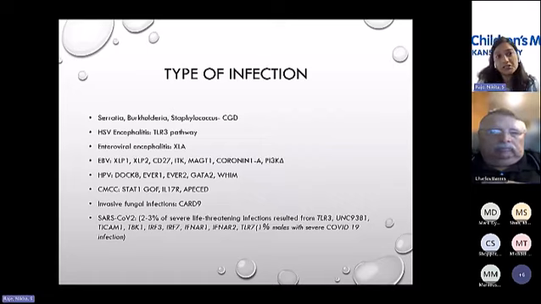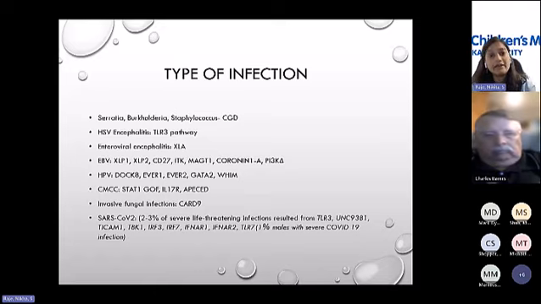The type of infection also matters. If you are seeing specific types of infections that go along with a particular type of IEI, we should be aware of that. For example, if there are catalase positive organisms like Serratia, Burkholderia cepacia, Staphylococcus, you might want to think about chronic granulomatous disease. HSV encephalitis can be caused by defects in the TLR3 pathway.